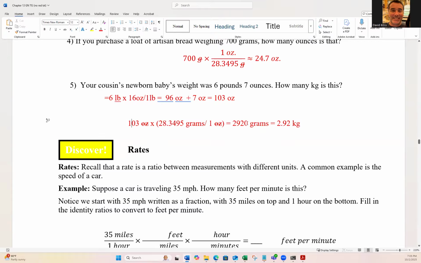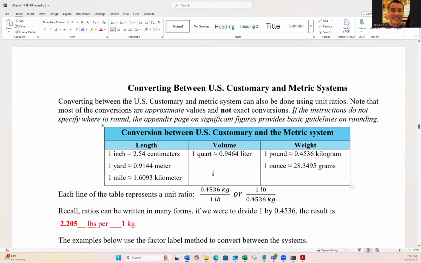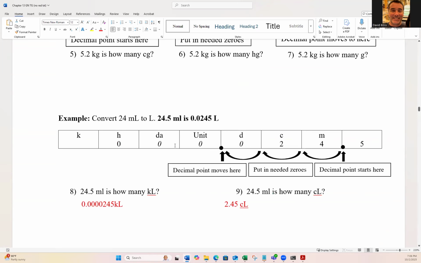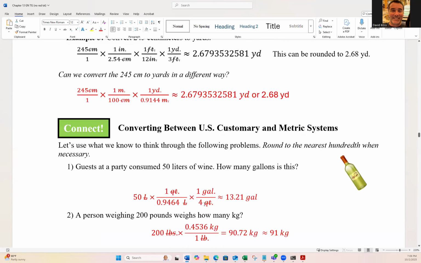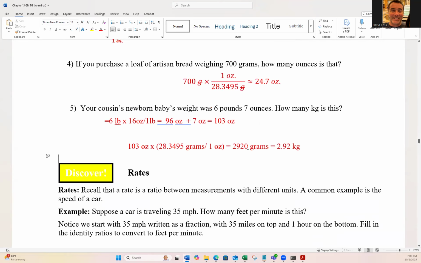Now that we have grams, we want to go to kilograms. So we go to decagrams. Oh shoot, what are they? I can't remember these. Yeah, so decagrams, hectograms, kilograms. So we're here to decagrams, hectograms, kilograms. So we move the decimal to after the 2. So we have 2.92 kilograms. Your cousin's baby weighs 2.92 kilograms.